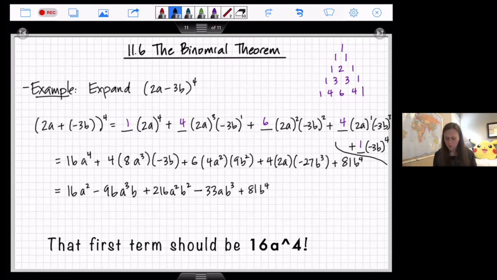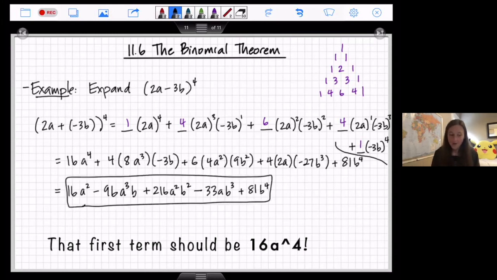And just to double check, I've got 1, 2, 3, 4, 5 terms, which is the right number of terms for a binomial expansion to the 4th power. All right. When we get together in class, we're going to talk about what happens when that exponent gets too big for Pascal's triangle to be useful.